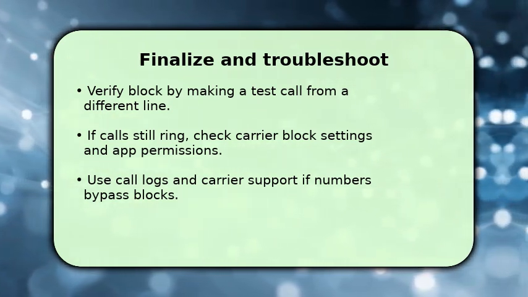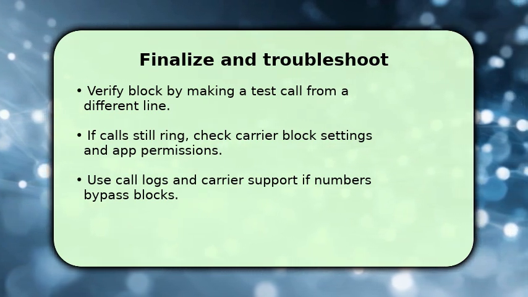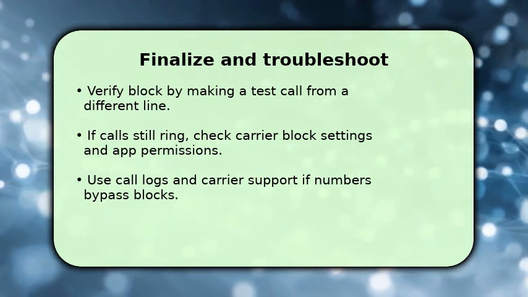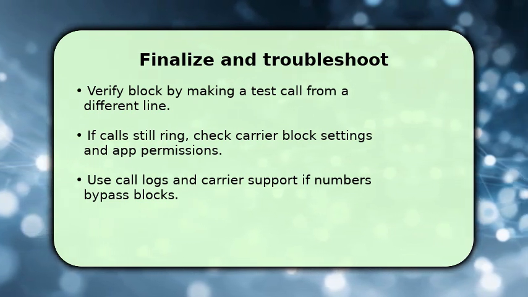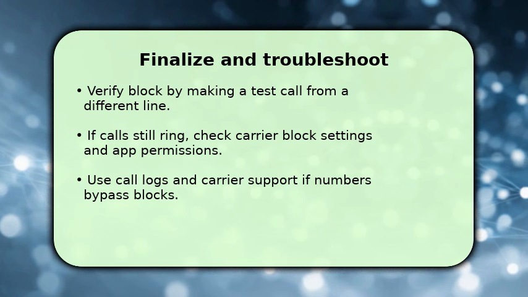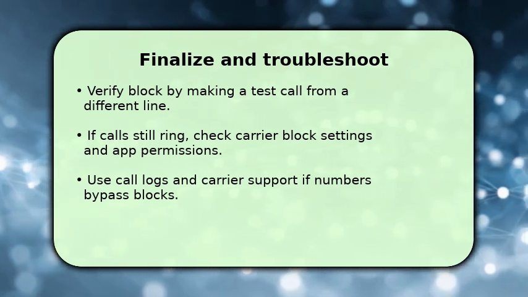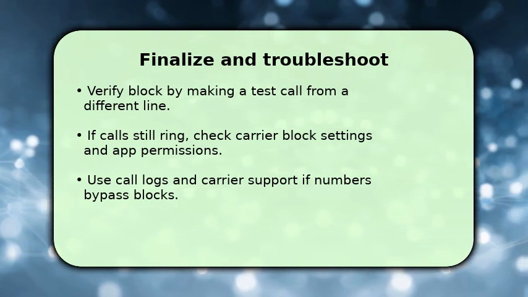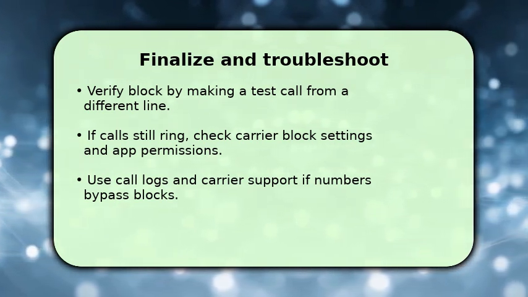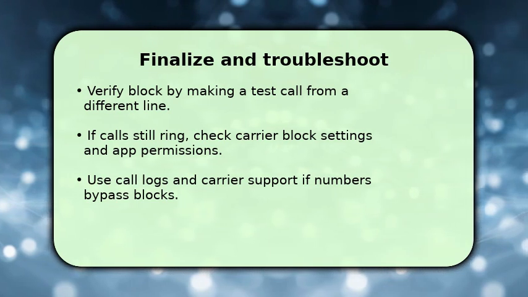If the call still rings or you hear a busy tone, make sure app permissions and do not disturb exemptions are disabled and review carrier block lists. If calls bypass your settings, contact your carrier for network enforcement or escalate with app logs. This troubleshooting step resolves most failures and explains why some numbers require carrier-level intervention.